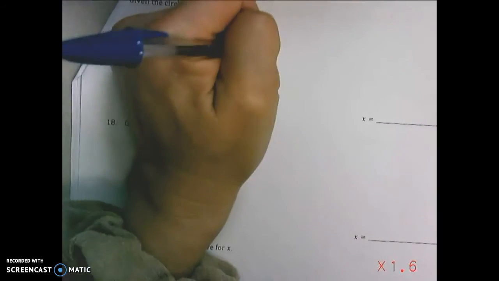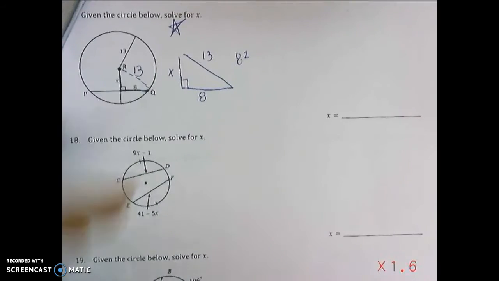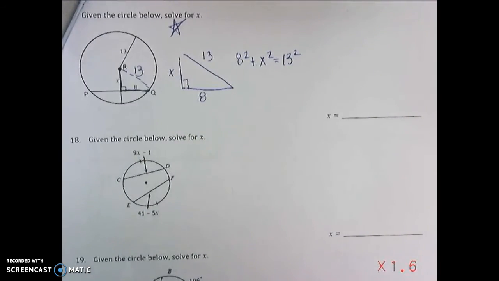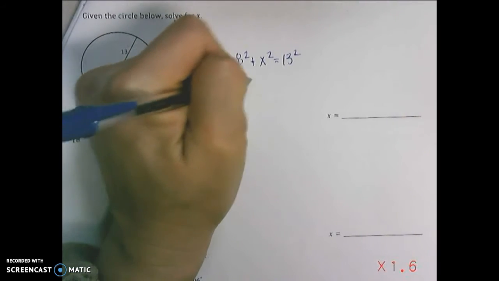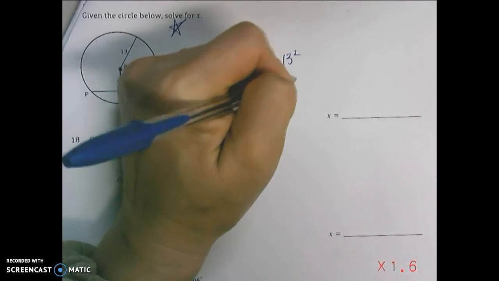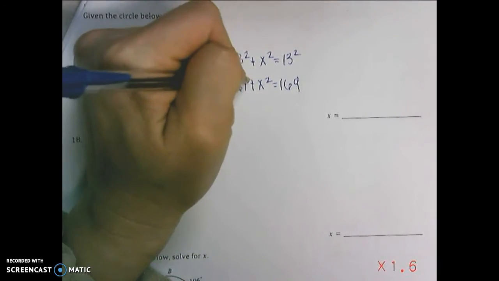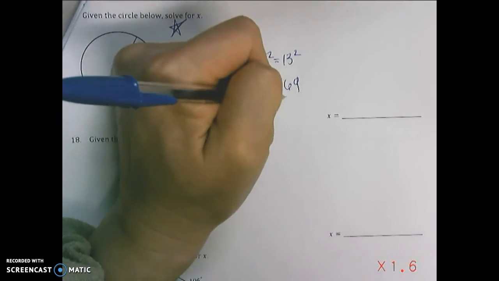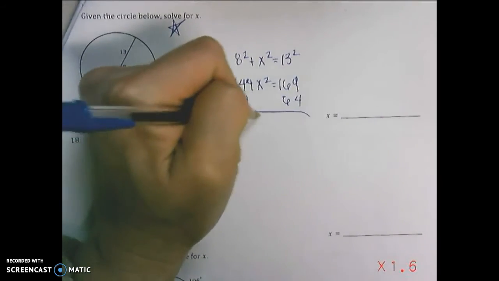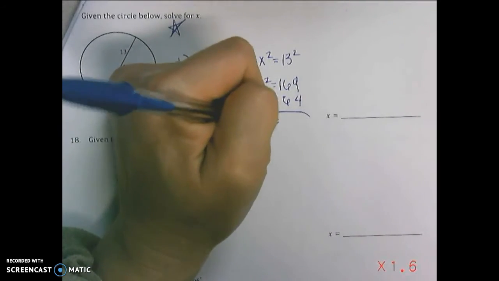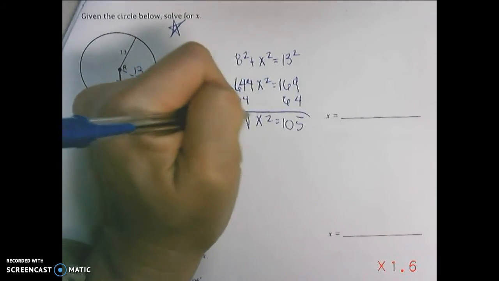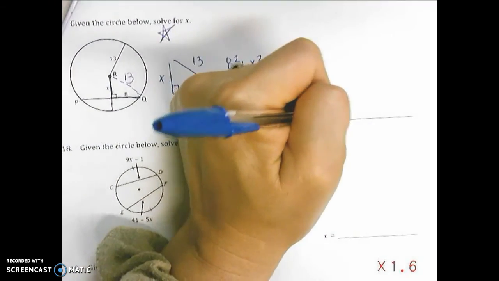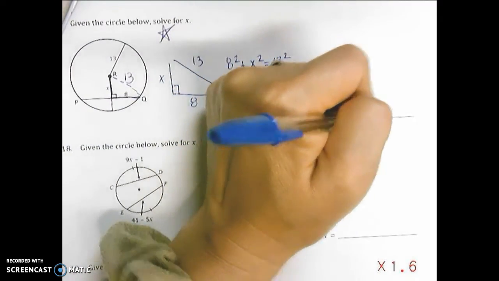So what I would do is 8 squared plus x squared equals 13 squared. 64 plus x squared equals 169. Subtract 64 and end up with x squared equals 105. Take the square root, and x is approximately 10.2.